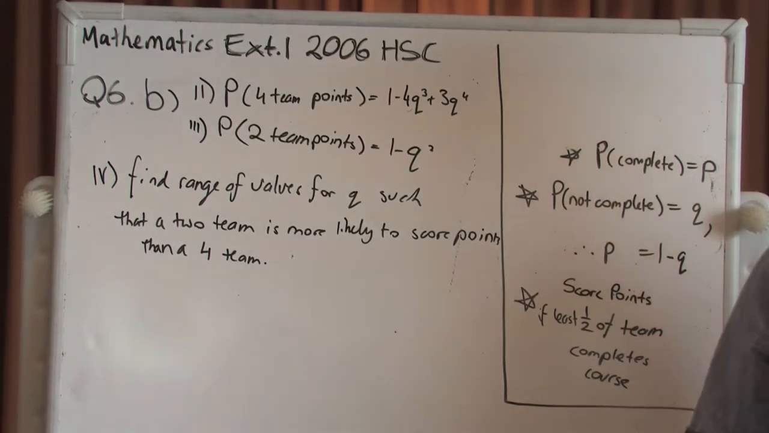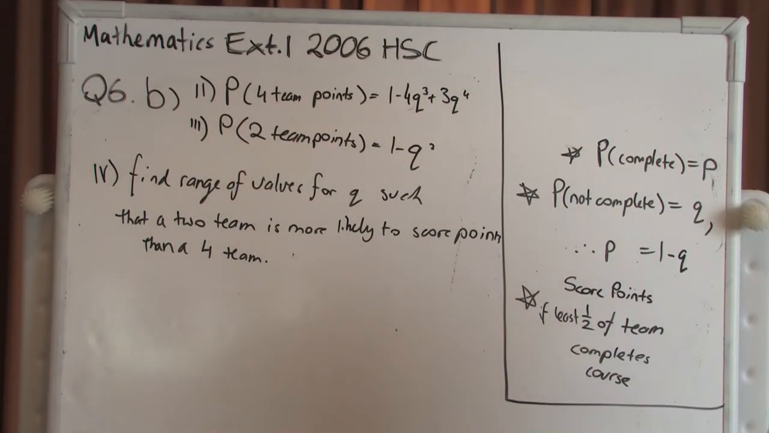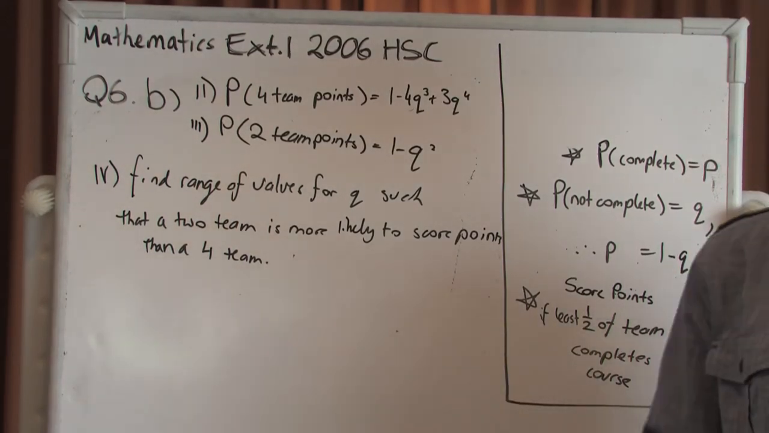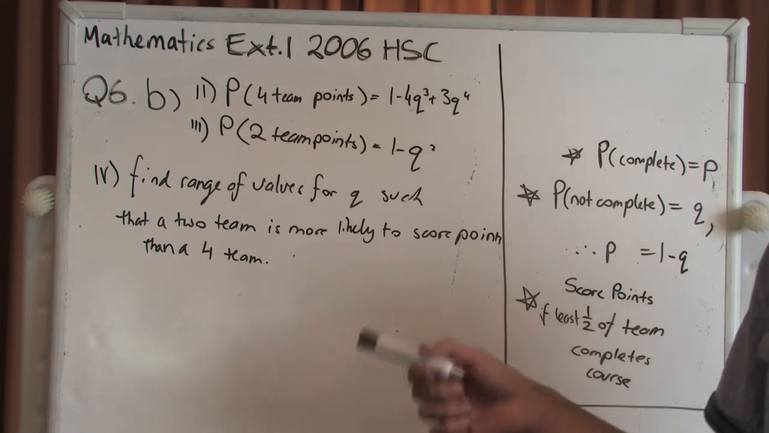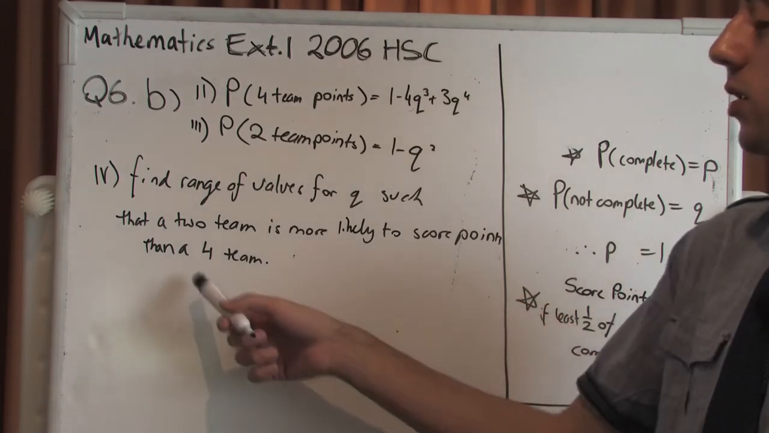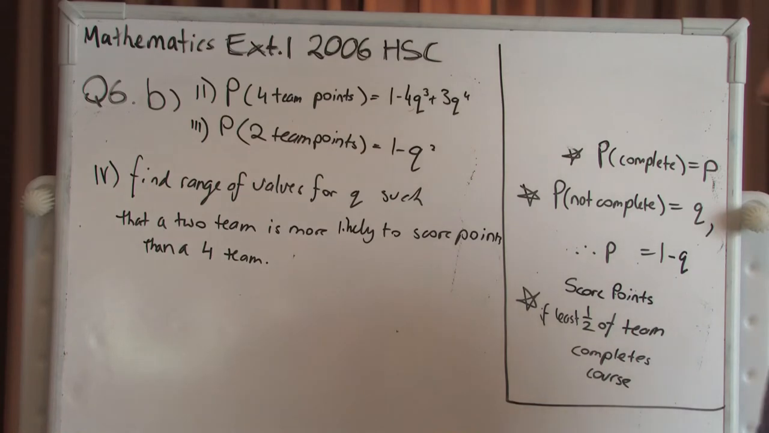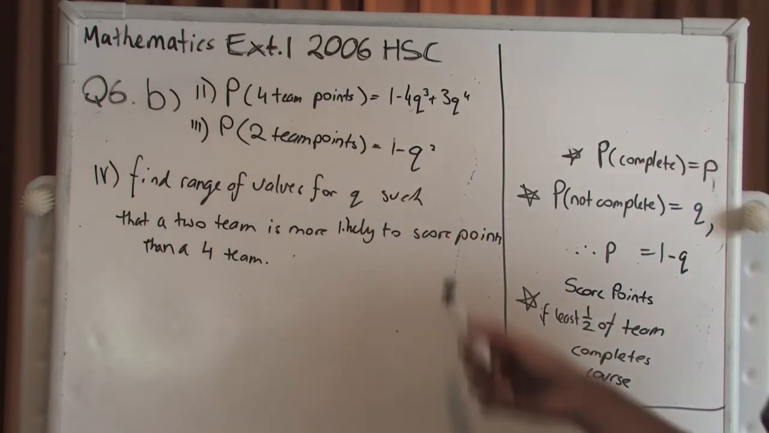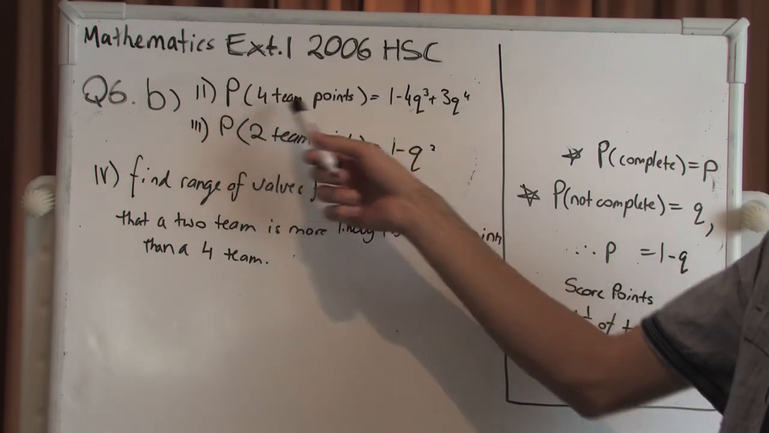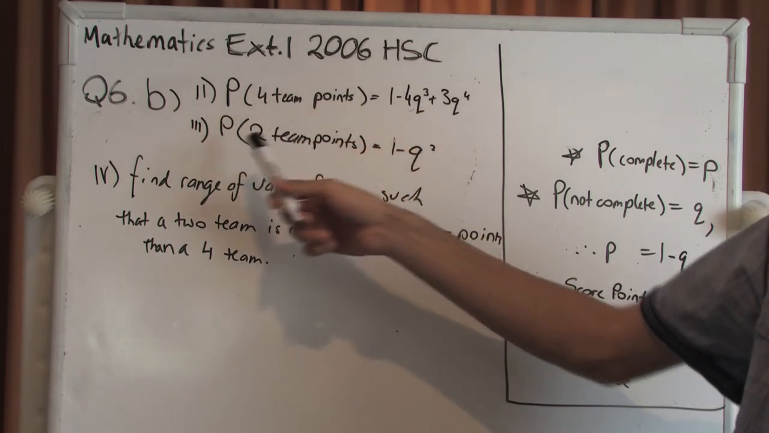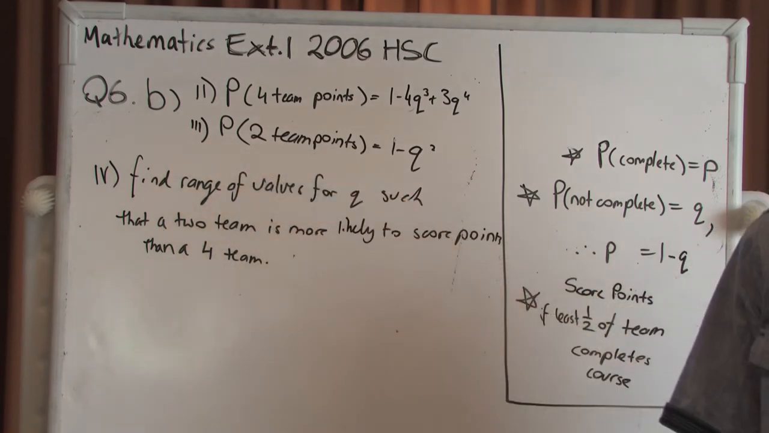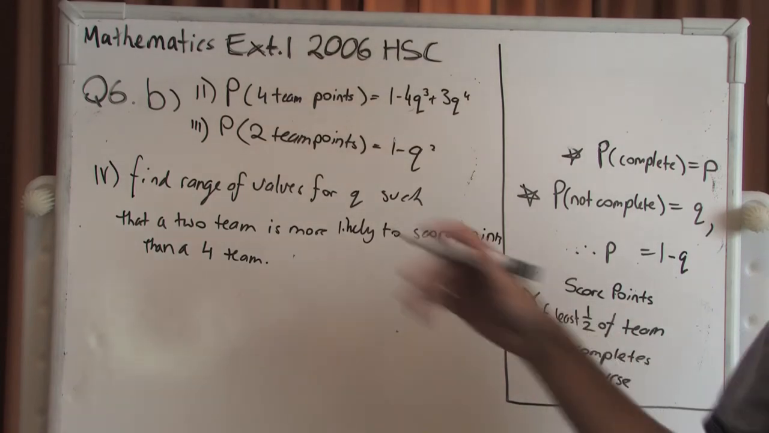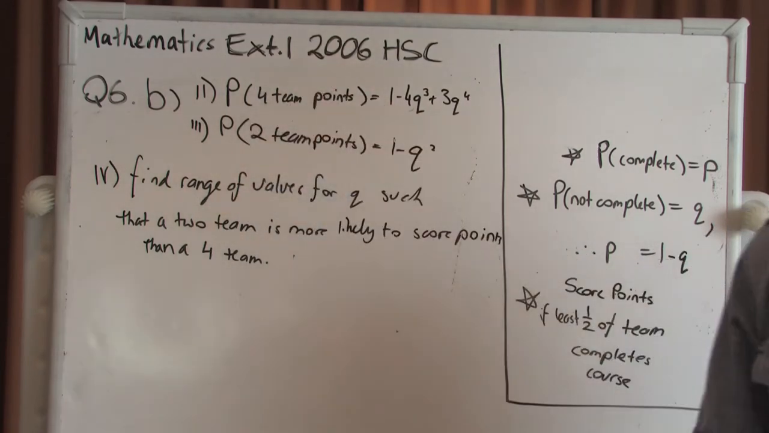Question 6b, part 4, and this is probably the hardest part of the question, because now we have to find the range of values for q such that a two-person team is more likely to score points than a four-member team. Okay, so how do we begin this? Well, we're going to use our part 2 and our part 3 to help us out here, because if you notice here, we've got the probability for the four-person team to score points, and we've also got the probability for the two-person team to score points. So if we compare these, we can find values for which this probability will be greater than that probability.